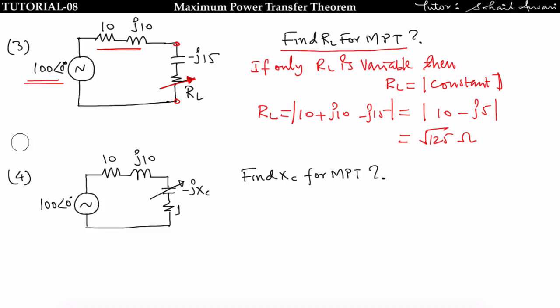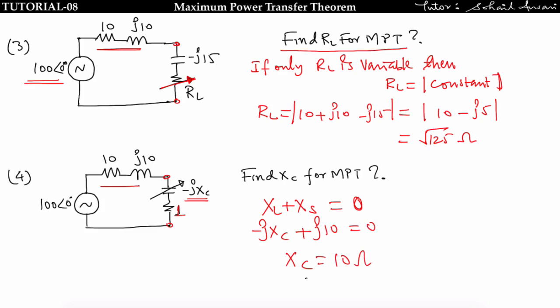Now see this problem. In this problem, one voltage source in series with resistance and reactance is connected with a load. This is the load, and in this load only the reactive part is variable and the resistance part is constant. So remember I told you, when only the reactive part is variable, then that reactive part plus XS must be equal to 0. XL plus XS must be equal to 0. That means what is XL? XL is minus J XC. What is XS? Plus J10 is equal to 0. That means XC is equal to 10 ohm.